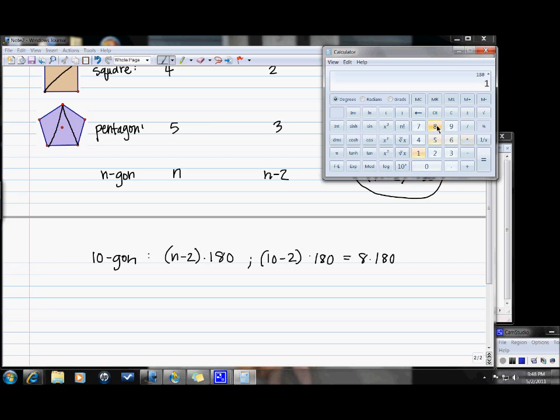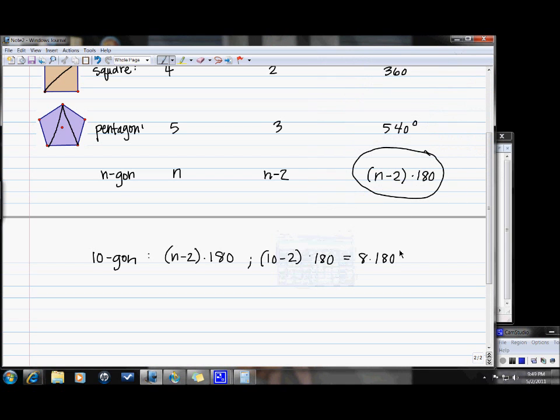Oh, that's not right, I'm sorry. 8 times 180 is 1,440 degrees. So this is our answer. If I told you we have a tengon and I want to know what the sum of the interior angles of this tengon is, you would put that into the formula, 10 minus 2 times 180, and you would come up with 1,440 degrees. Well, let's do this backwards.